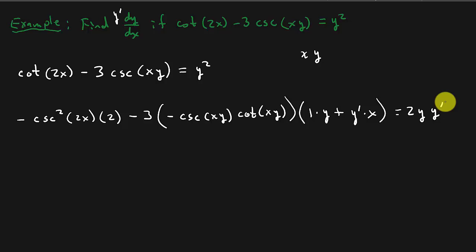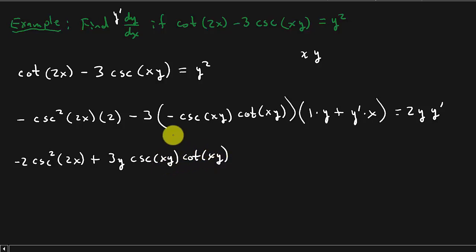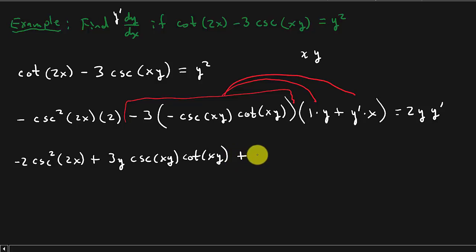And now what do we have to do here? Well, we got a big old mess now, don't we? So I'm going to need to distribute this. So let's see what we get. We get negative 2 cosecant squared 2x. The negative and negative make a plus. So that's going to be plus 3y cosecant xy cotangent xy. What I'm doing here is the minus and minus make a plus. So I'm taking this and distributing it to that. And then that's going to be plus 3x y prime cosecant xy cotangent xy equals 2y y prime.